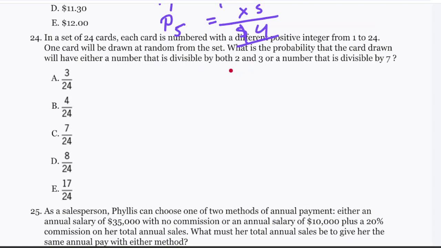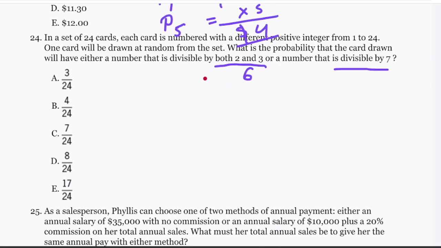They say in a set of 24 cards, each card is numbered with a different positive integer from 1 to 24. One card will be drawn at random from the set. What is the probability the card drawn will have either a number that is divisible by both 2 and 3, or that is divisible by 7? Both 2 and 3 means the number should be divisible by 6, the LCM of 2 and 3.